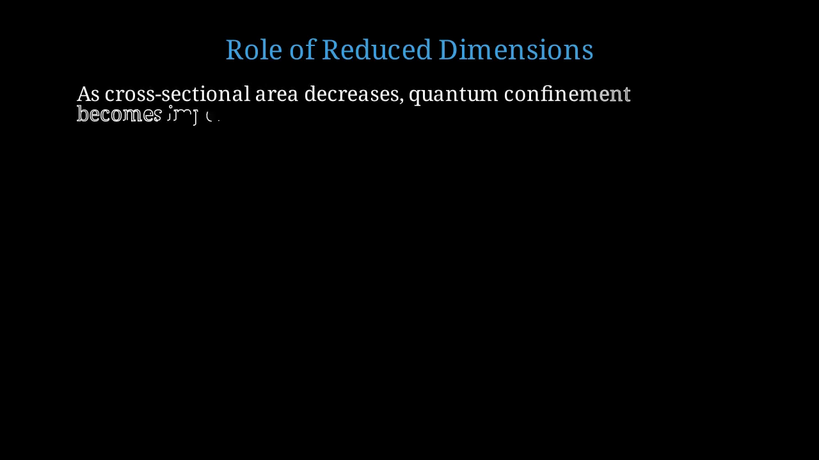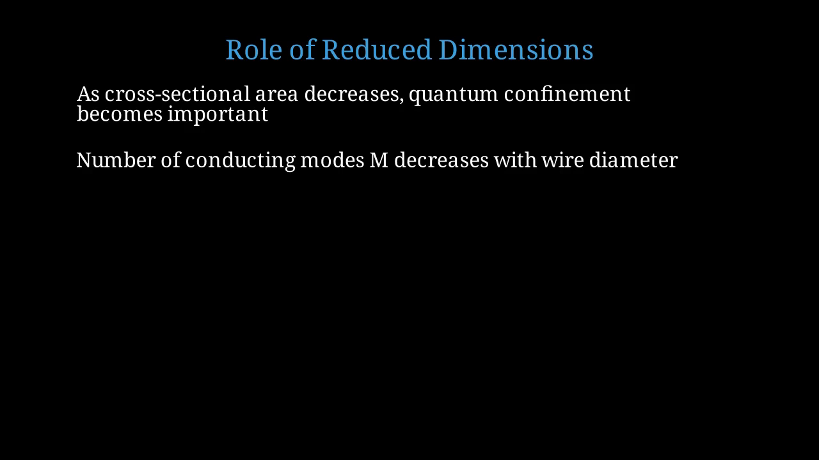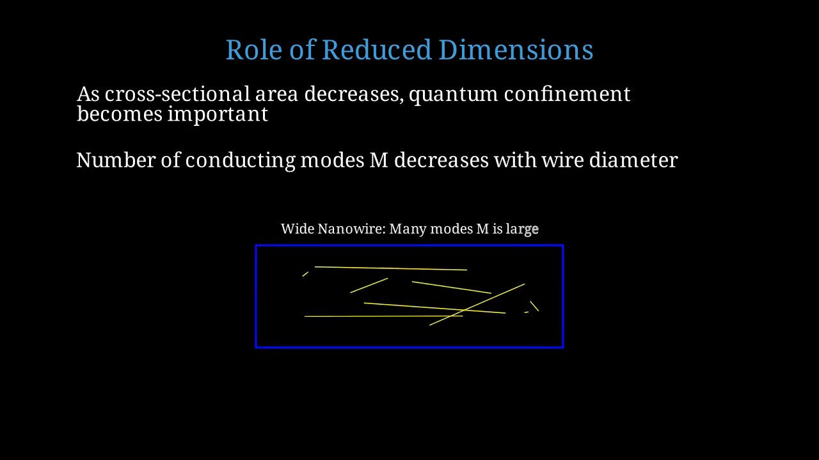Now let's discuss how reduced dimensions affect transport. This is crucial for understanding nanowires. As the cross-sectional area of a nanowire decreases, quantum confinement becomes important. The transverse motion of electrons becomes quantized into discrete energy levels. The number of conducting modes M decreases as the wire diameter decreases. For a very thin nanowire, M can be as small as 1, meaning only one quantum channel is available for conduction. In a wide nanowire, there are many transverse modes available.